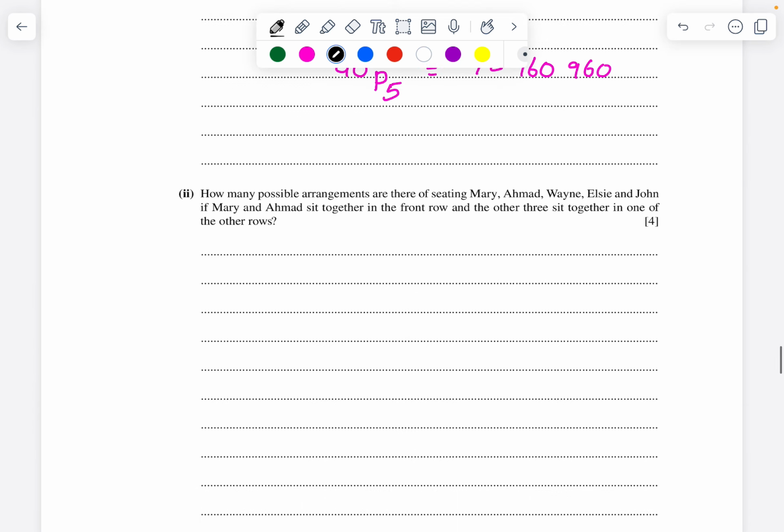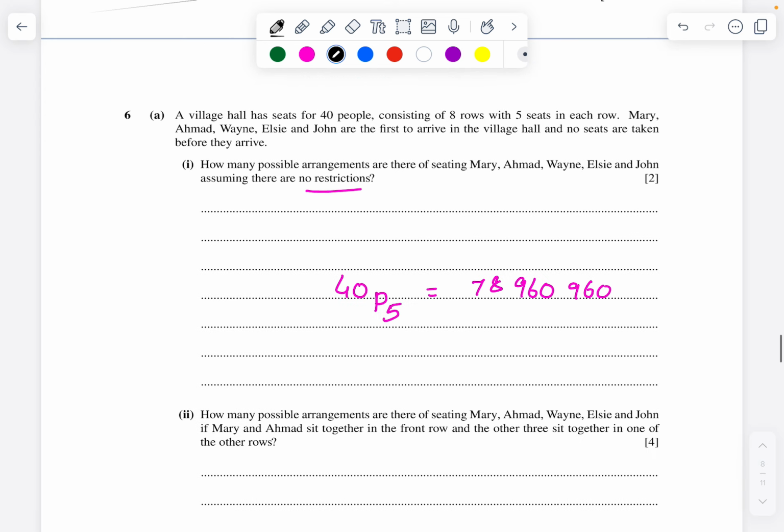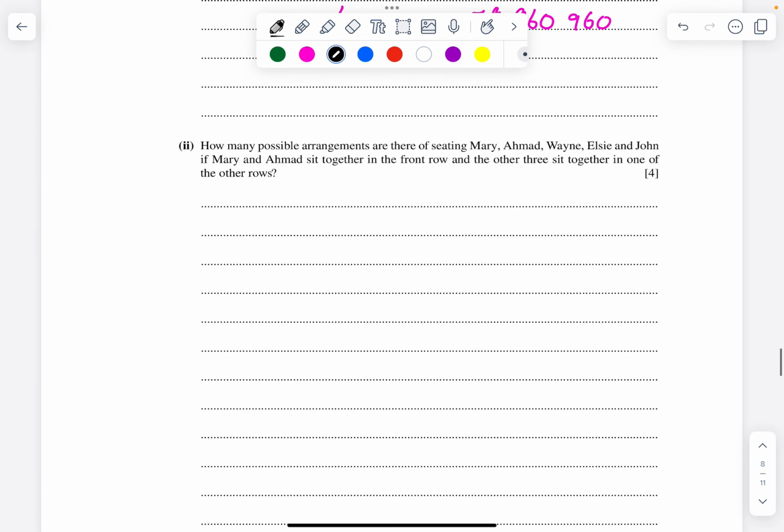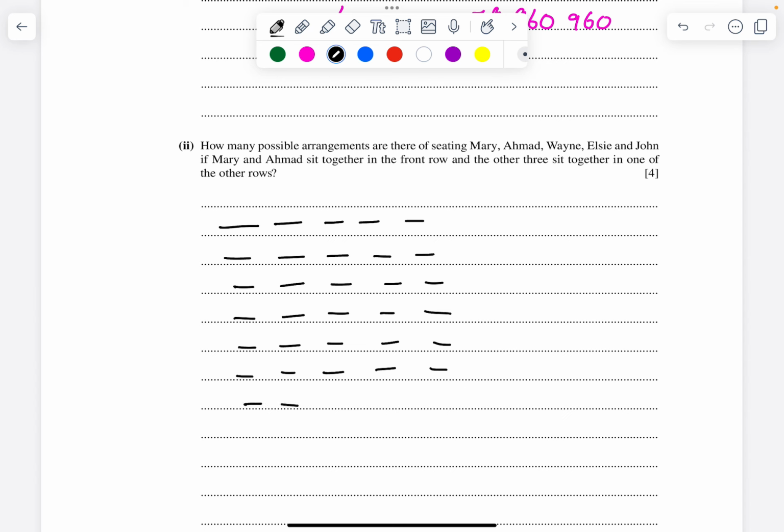So how many rows are there? 8 rows are there and 5 seats in each: 1, 2, 3, 4, 5. So 8 rows. So let's draw so that it's easy to understand. I am drawing 8 rows. 1, 2, 3, 4, 5. This is the sixth one. This is the seventh one. And this is the eighth one.